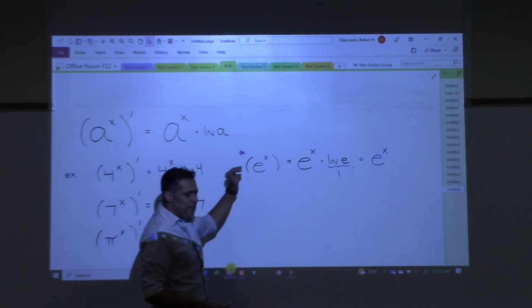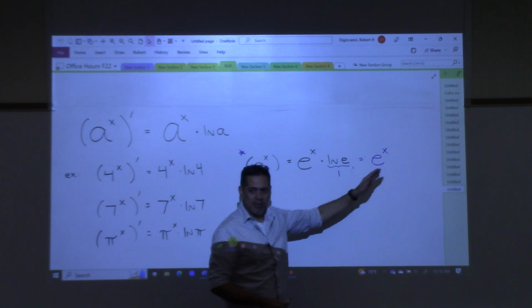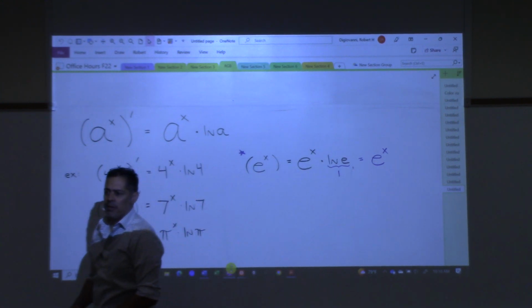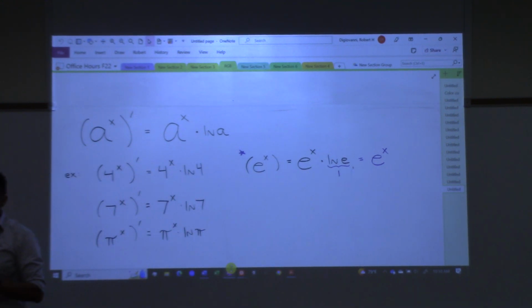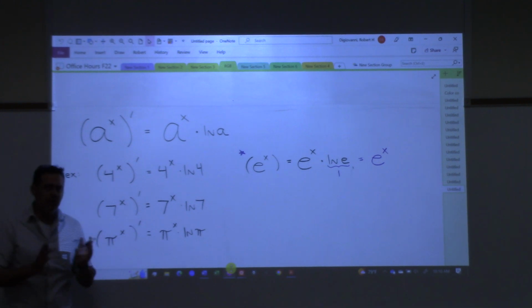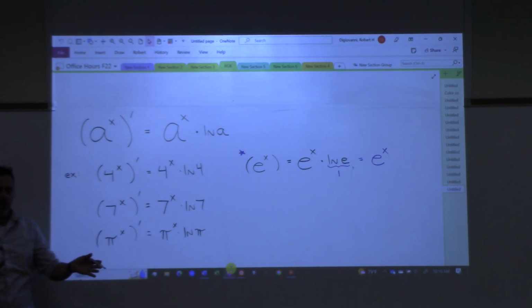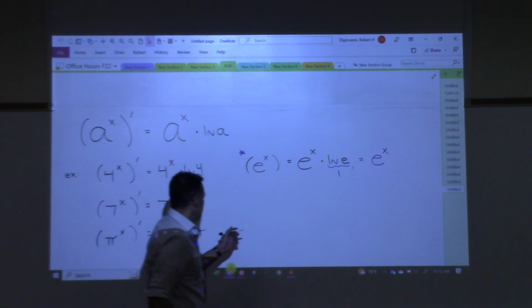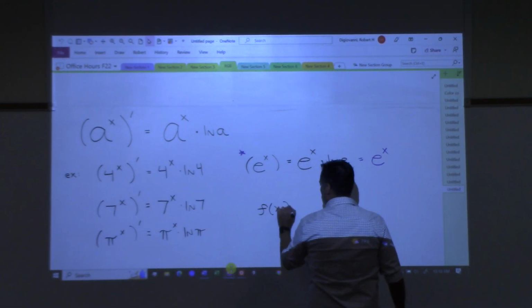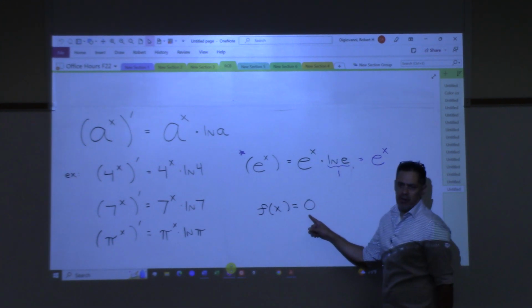This is the only function in the universe that has that property. There's no other function whose derivative is equal to itself. All right? There's no other function that's like that. Well, I should say there's no other non-trivial function. If I give you this function, f of x equals 0, what's the derivative of this?